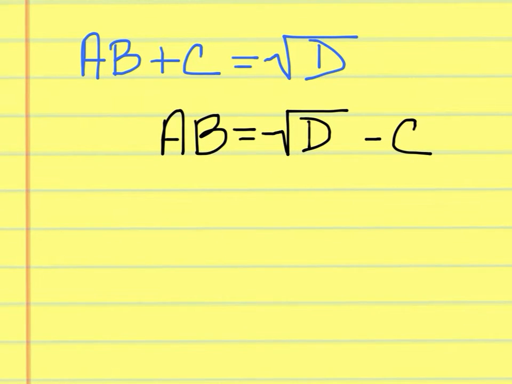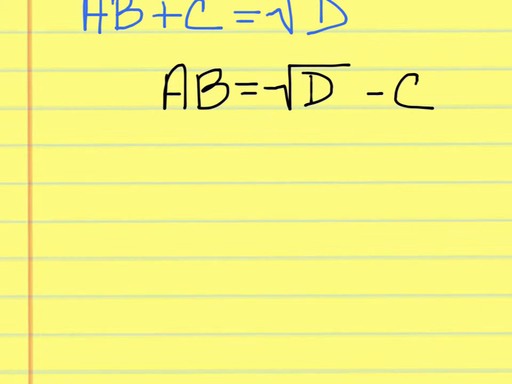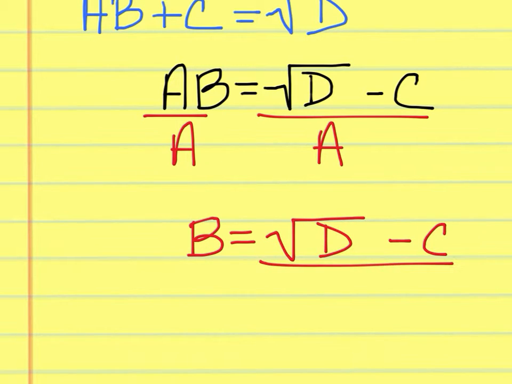And to get the b by itself, which is what we're solving for, we're going to divide both sides by a, and be left with the square root of d minus c over a.